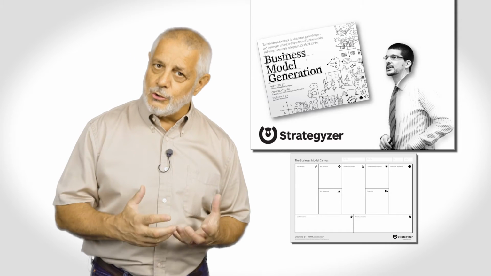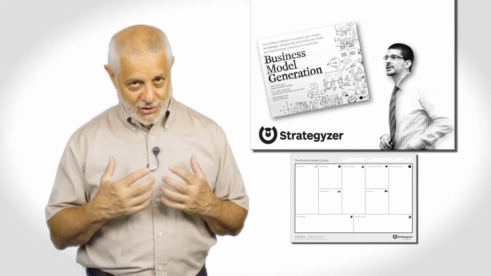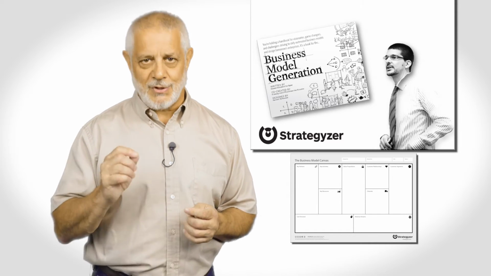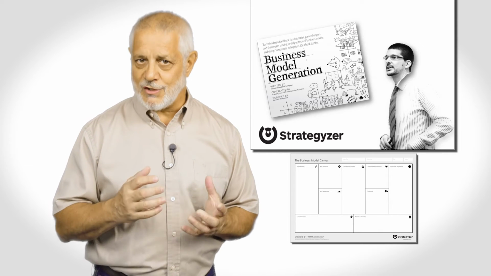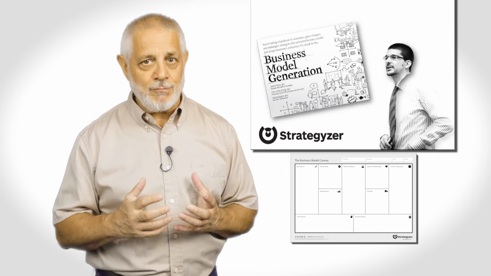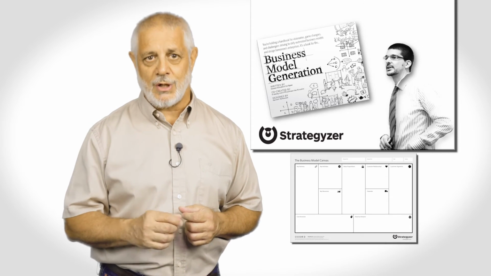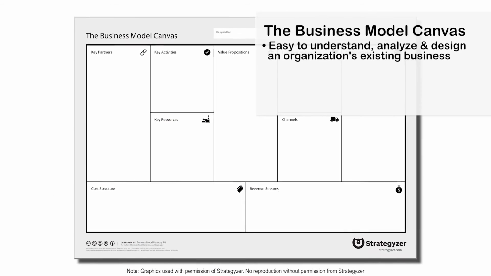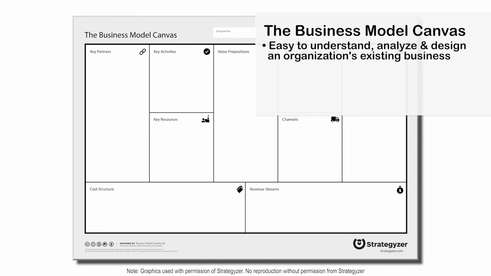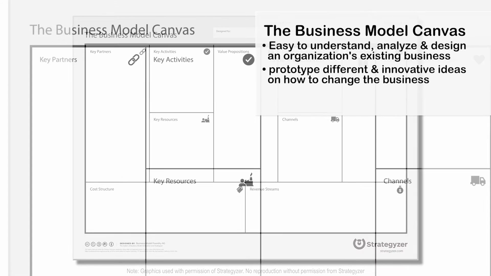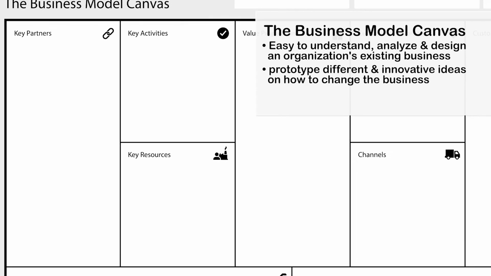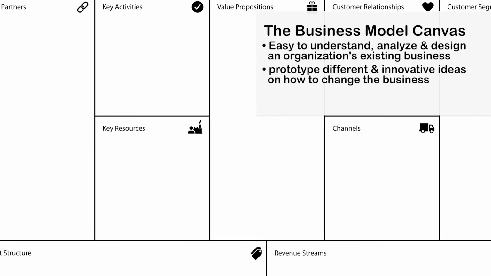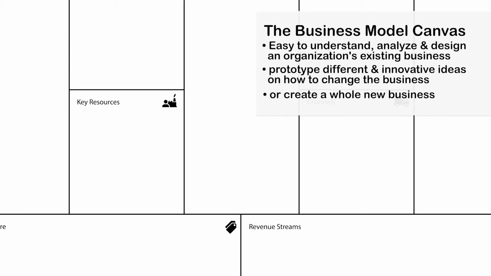Now, the tool that we use to document and make business models explicit and visual is the Business Model Canvas, which was developed by Alexander Osterwalder and Yves Pigneur in their book, Business Model Generation. Now, the Business Model Canvas makes it easy to understand, analyze, and design an organization's existing business, prototype different and innovative ideas about how to change the business, or create a whole new business.